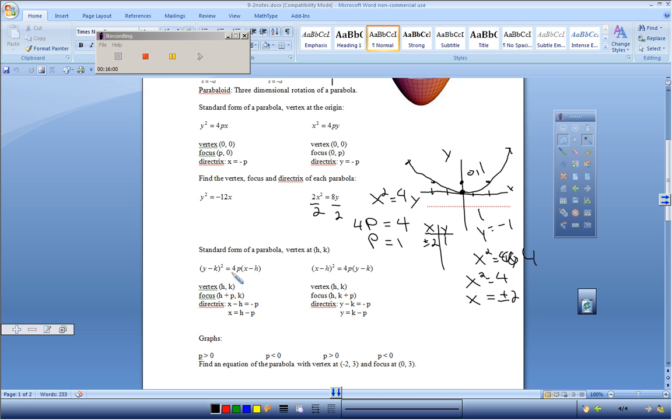Alright? So now these are for parabolas which are centered at the origin, which are easy. So now we're going to look at some parabolas and some questions in which the vertex of the parabola is not at the origin. Okay?